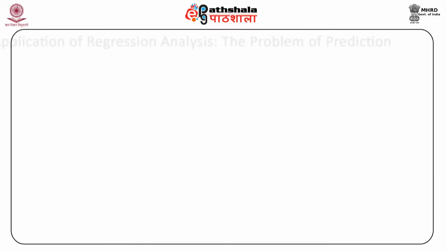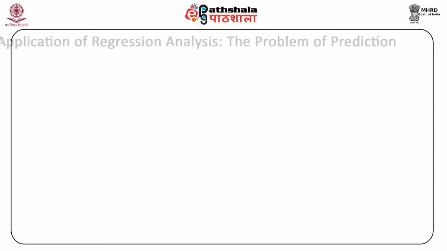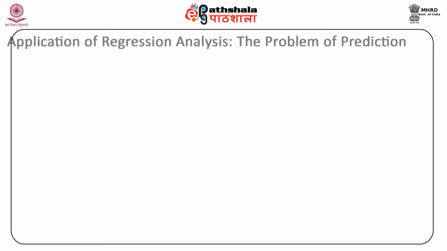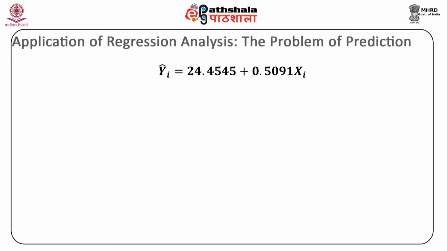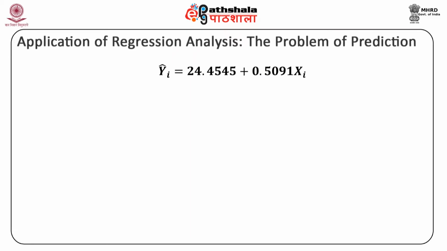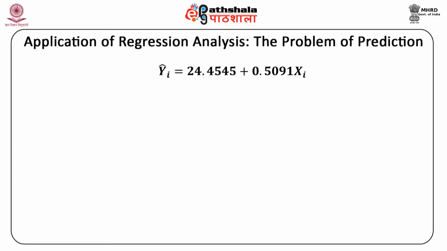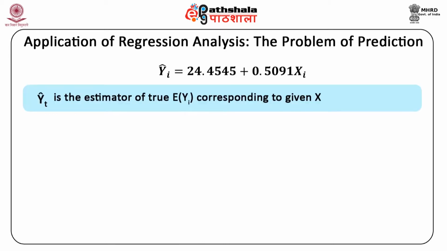Now suppose we have the below regression showing consumption expenditure Y corresponding to level of income X, such that yi hat is equal to 24.4545 plus 0.5091 xi, where yi hat is the estimator of the true expected value of yi corresponding to given x. What use can be made of this historical regression?